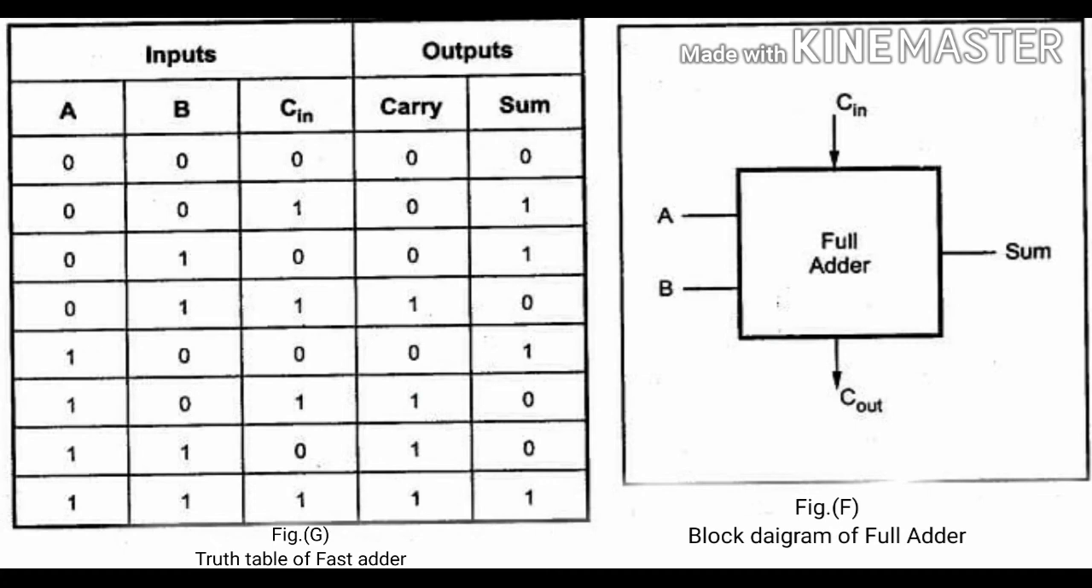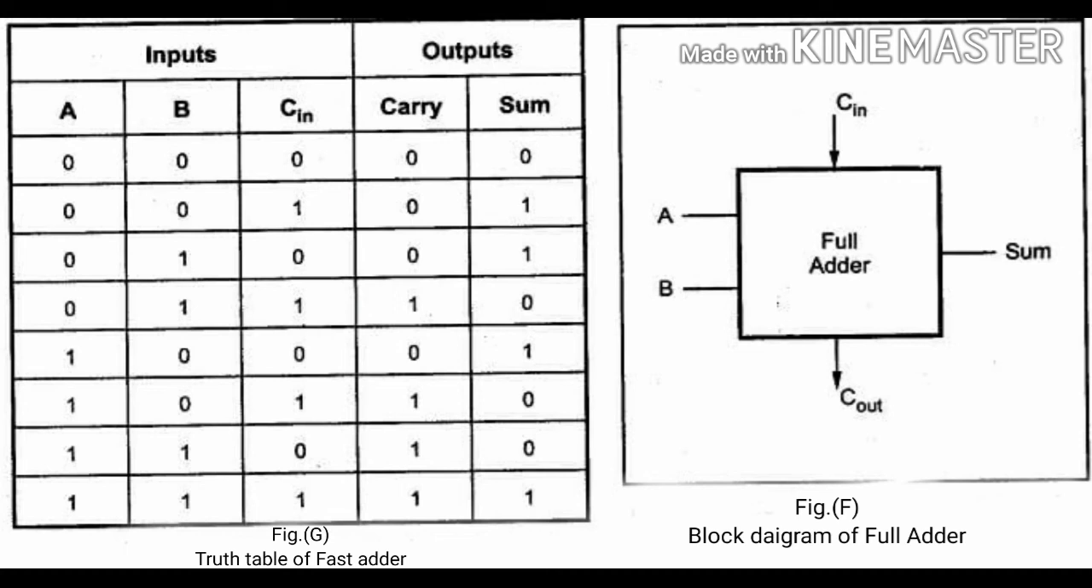Now the next topic is full adder. Figure F shows the block diagram of full adder. In case of full adder, there are a total of 3 inputs: A, B and C in. C in stands for carry input, and there are two outputs, sum and carry. Full adder is the basic building block for addition of two single bit numbers along with carry which is coming from the LSB side. Now table G shows the truth table of full adder.